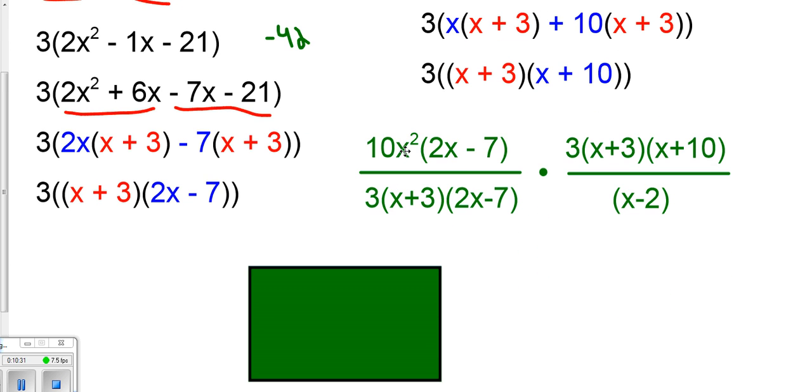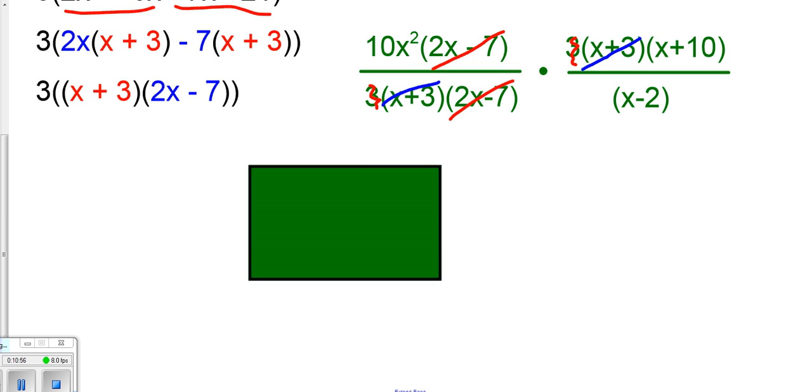So now you can see we've got our two factored rational expressions. Now all we have to do is cancel out any factors that repeat. So we have a 2x minus 7 on top, 2x minus 7 on bottom. Those will cross out. x plus 3, x plus 3. Here we have a 3, here we have a 3, and I think that is it. Those are the only ones that will cancel out.